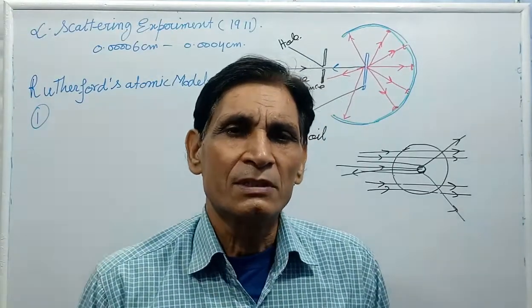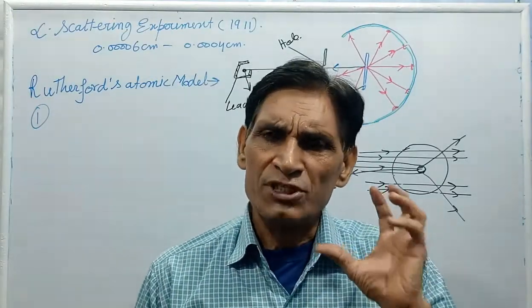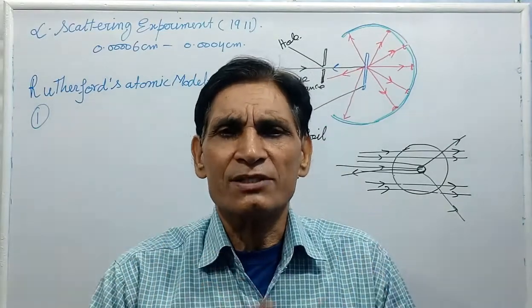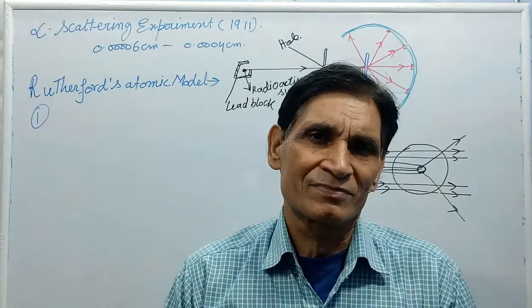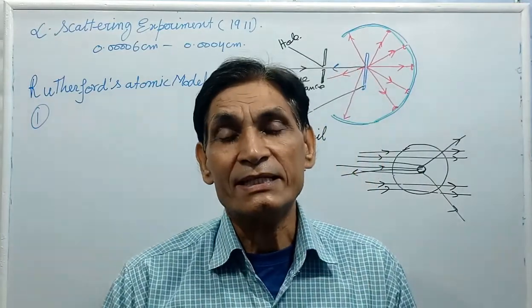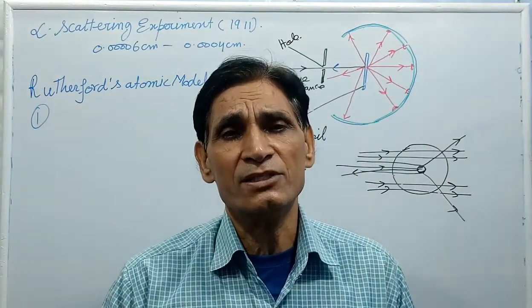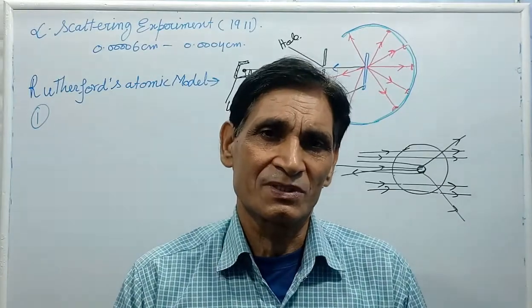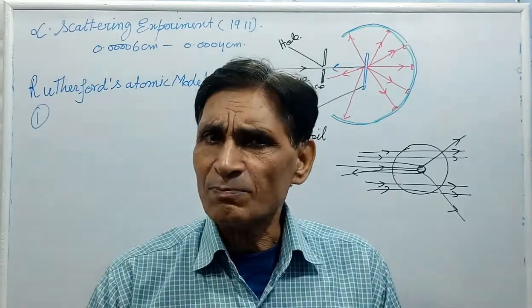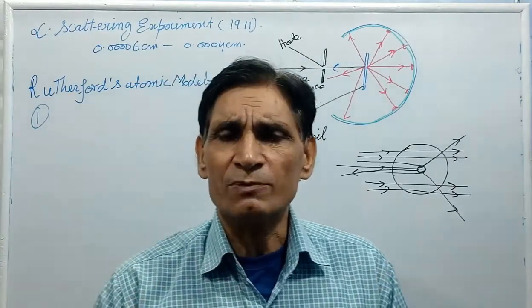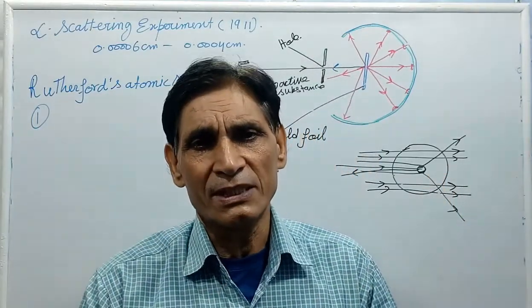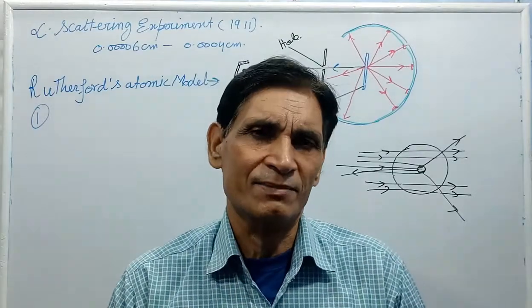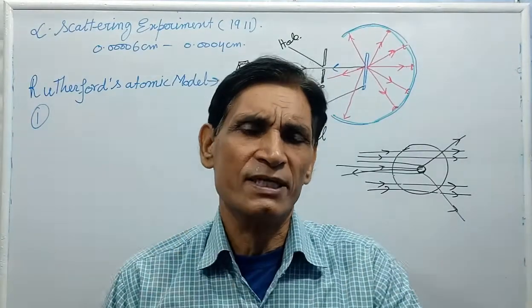Second point, the entire positive charge is present in the central part of the atom, and the entire mass is also contained in the central part of the atom. This central part of the atom where the entire positive charge and entire mass is present is called the nucleus. This is the densest part of the atom. Third point. Now the fourth point, let us see.